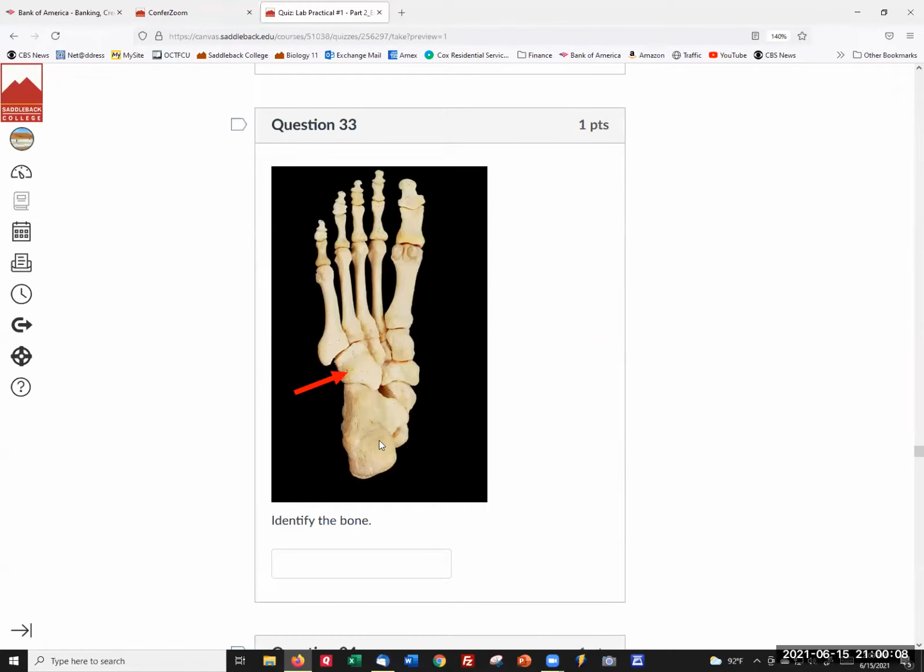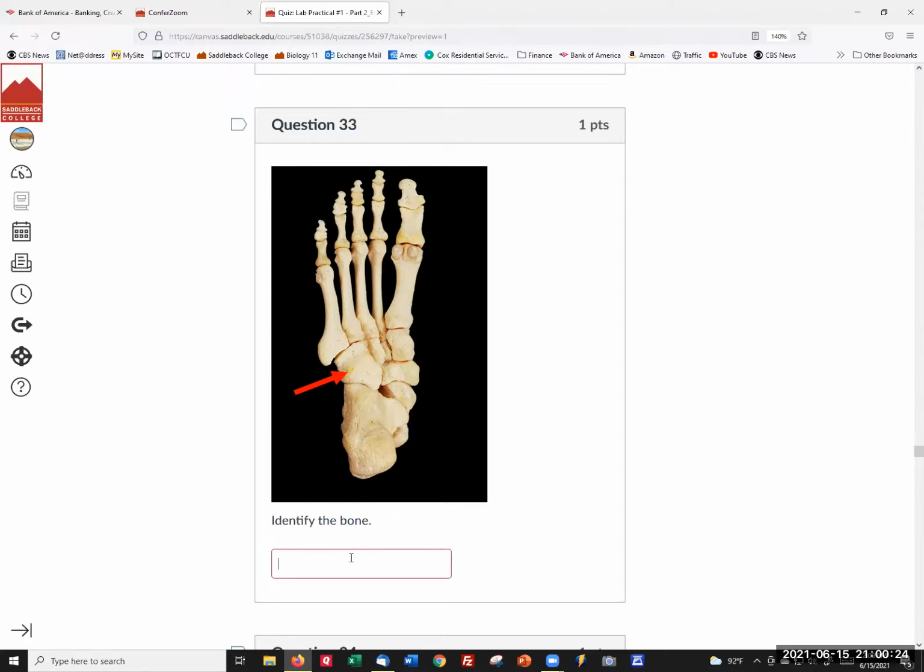Also on the lateral side of the foot, we have this bone that articulates with metatarsals 4 and 5. The cuboid? Yes, it's the cuboid.